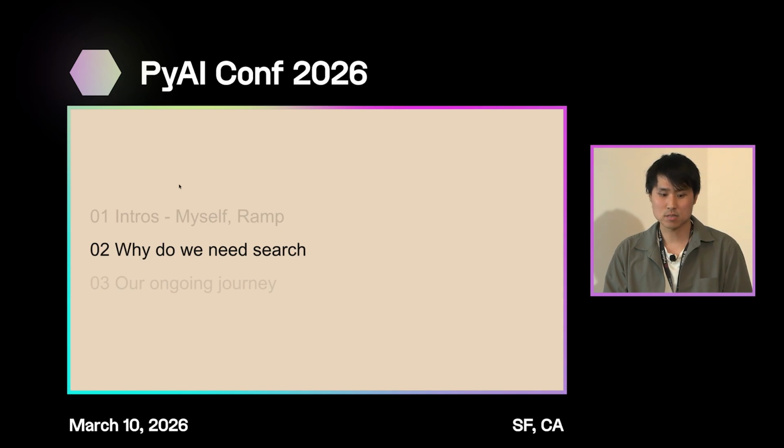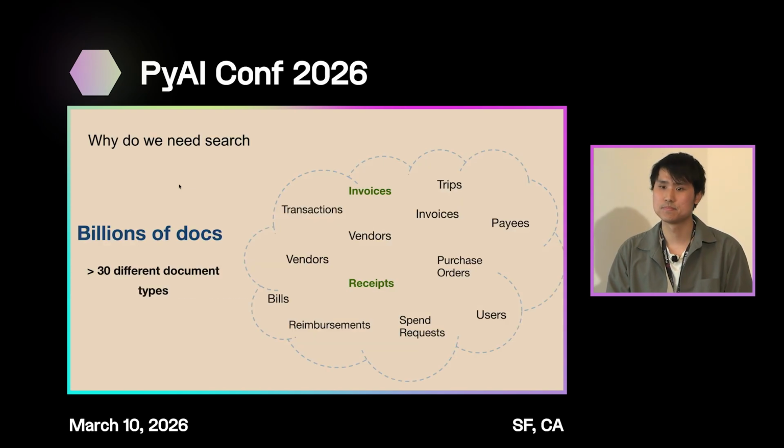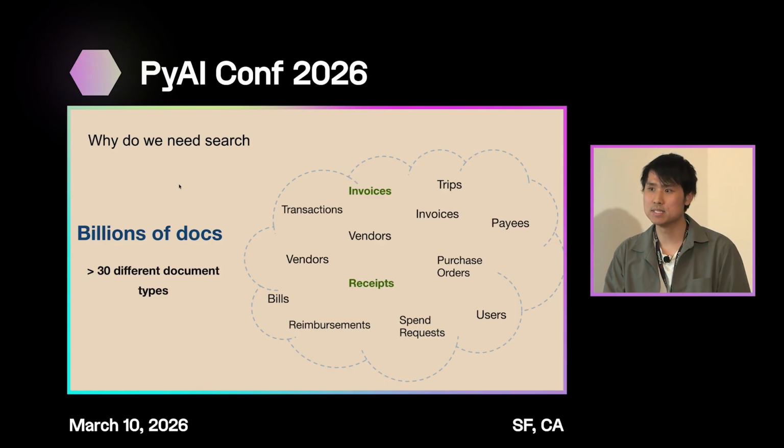So I guess, why do we really need search? So at Ramp, we have a rich corpus of financial documents. Across 30 different document types, we often have multimodal documents as well, such as images and invoices. So we needed a scalable way to retrieve relevant results across all these document types to power both our UX and our AI use cases at a very low latency.